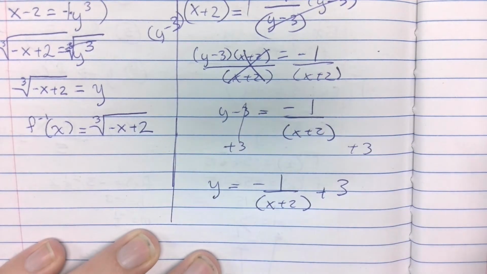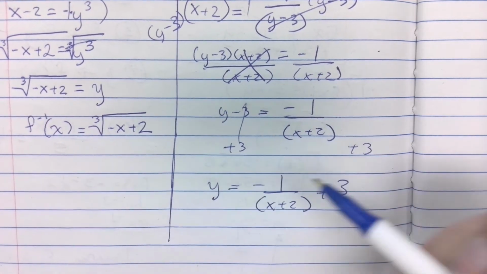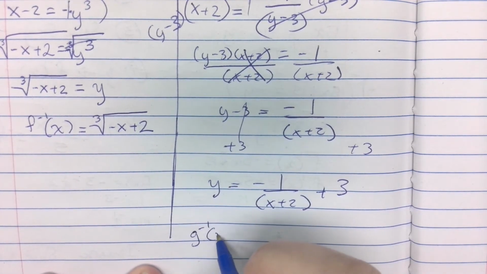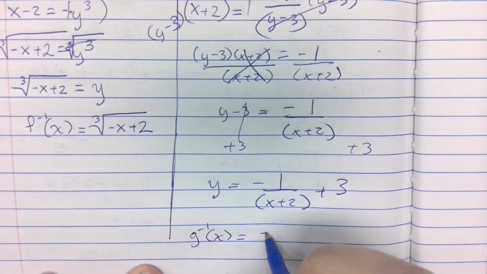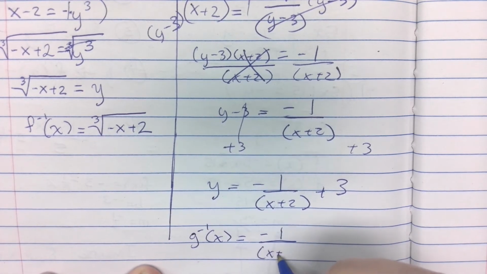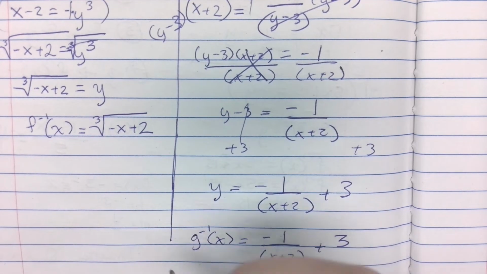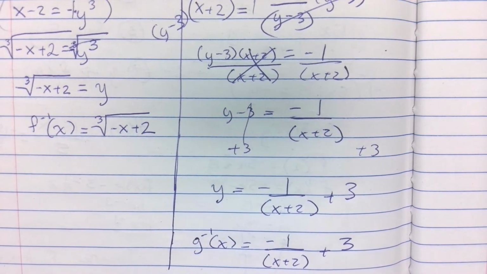Anybody, what's my last step? You change the 1 to g of x. G inverse of x. But you're totally on the right track. And you are done with those ones.